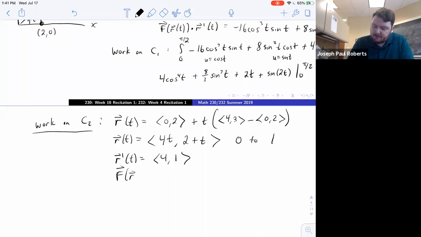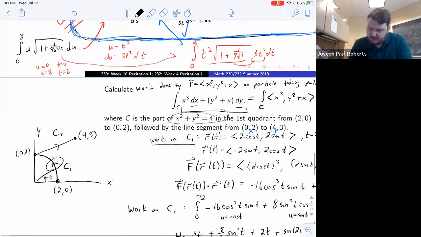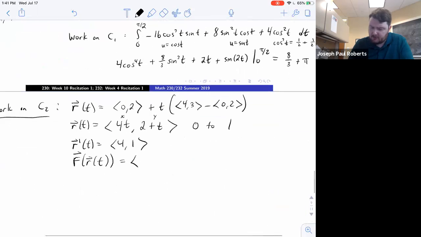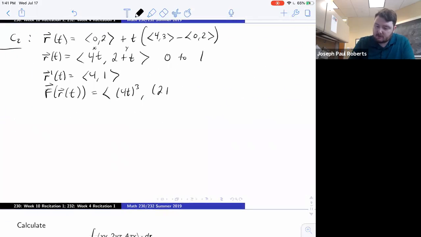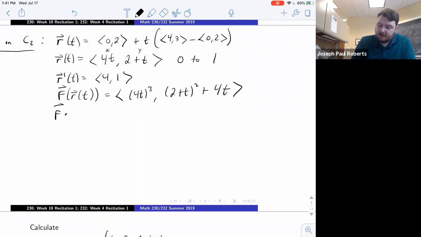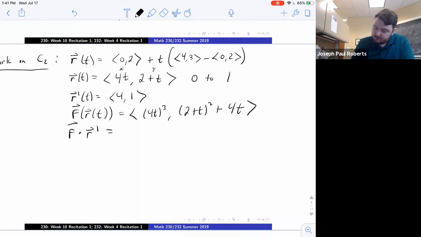F of R of t. So this is our x, this is our y. For this piece, what was x? P was x cubed. So (4t) cubed, comma, y squared plus x, and then I do this dot product, f dot r prime. Well, what's 4 to the 4th? Is that 256? t cubed plus (2 plus t) squared plus 4t is what I get for the dot product.